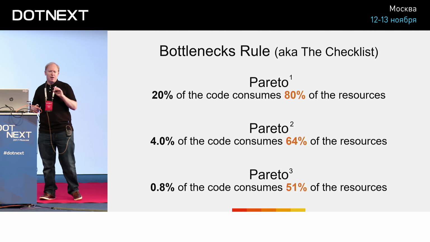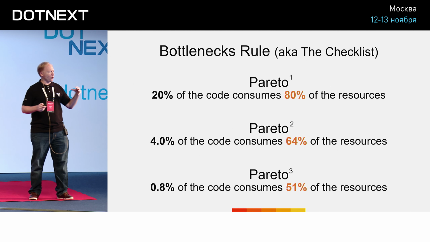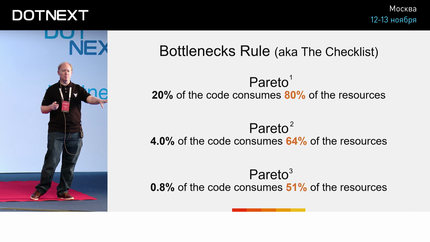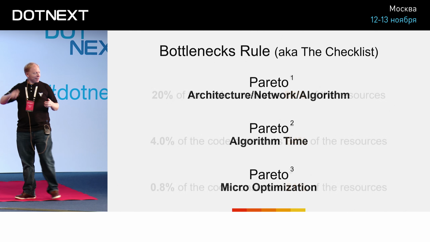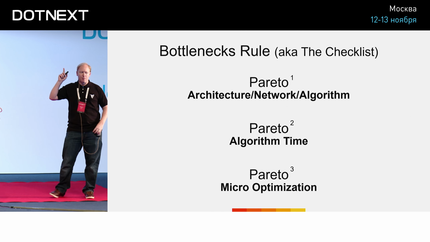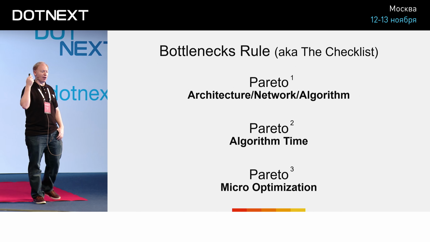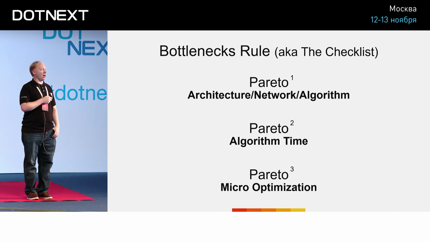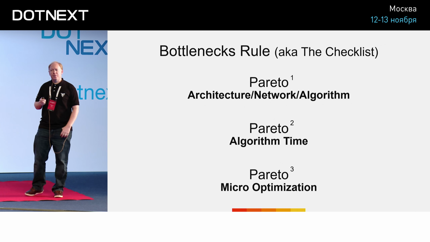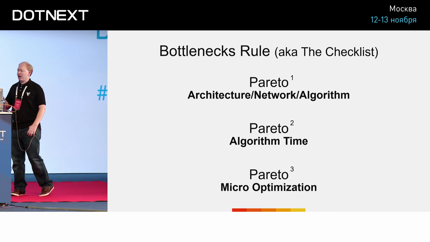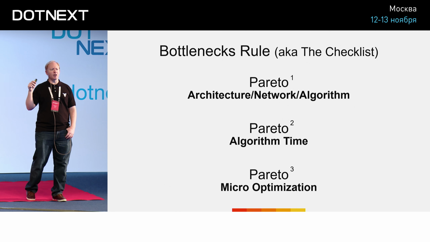The interesting thing about this is we can now put many of the things we are used to optimizing in a nice bucket. And this is what I like about being a programmer. We always want to put things in buckets. On the upper level bucket, we are going to put stuff like your architecture, your network, your algorithms. And with algorithms, I'm talking about order, I'm talking about big O. On the next level, the techniques that typically work are those aimed at algorithm time: how to avoid doing more than once what you can do once.